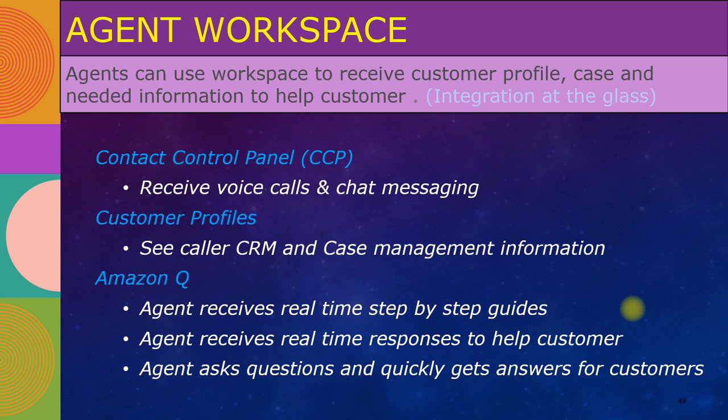the agent gets information from Amazon Q. The agent receives real-time step-by-step guides, receives real-time responses to help the customer, and the agent can quickly, interactively ask questions to Amazon Q and get answers for customers. And so basically, when you set up the workspace, you have to set up the customer profiles, Amazon Q, and all that other stuff. And we'll see that in the following video of how to make all this happen.